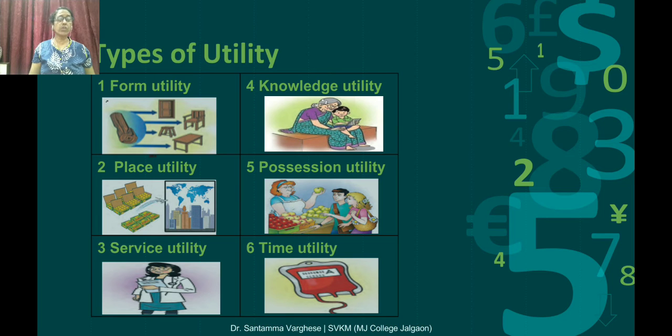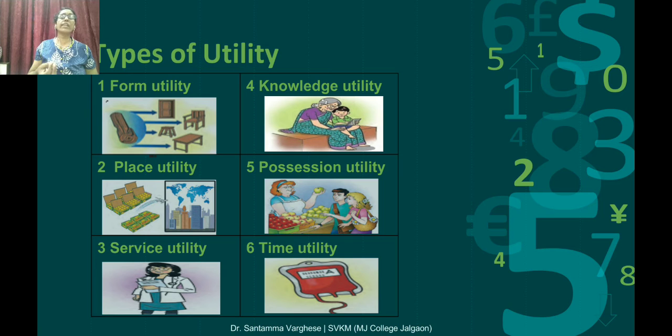Fourth, it is knowledge utility. Now what is knowledge utility? You can see in the picture on the slide, the grandmother telling a story or teaching a child. Why? Because she has the knowledge of that book, so she is explaining it. When the consumer acquires knowledge about a particular product, it is known as knowledge utility. For example, the utility of a mobile phone or computer increases when a person knows about it. If you get a mobile and you don't know how to use it, then it is useless for you.